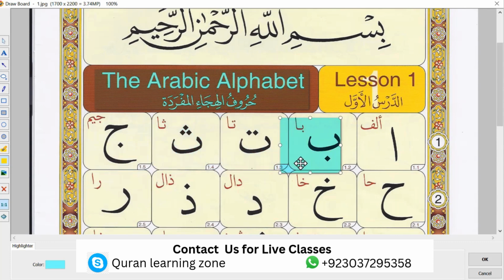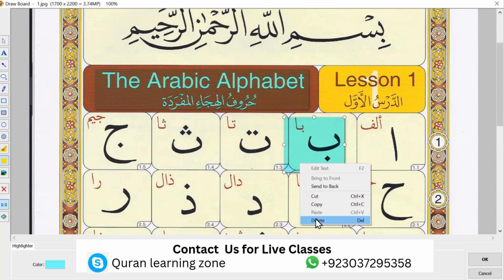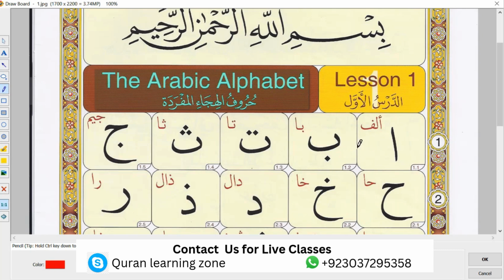Tha. These three letters have the same shape but there is a difference between them. You can see here, ba has one dot on the bottom, ta has two dots on the top, and tha has three dots on the top. There is the difference between them.